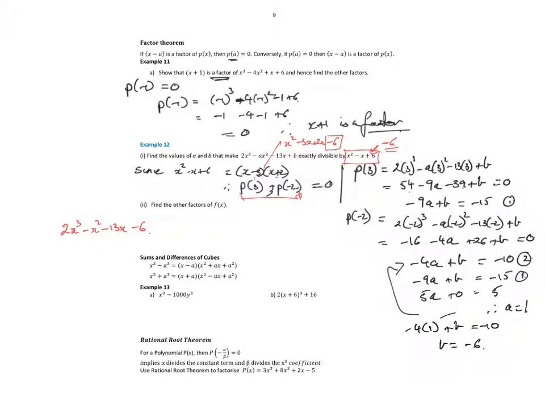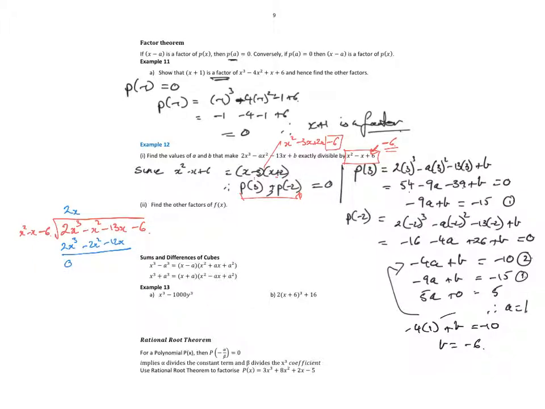So we've got to now do our division. And what divides into that is x squared minus x minus 6. So let's just swap colours. What do I multiply x squared by to get 2x cubed? It's 2x. So 2x times x squared is 2x cubed. 2x times negative x is negative 2x squared. 2x times negative 6 is negative 12x. If I subtract them, I get 0.